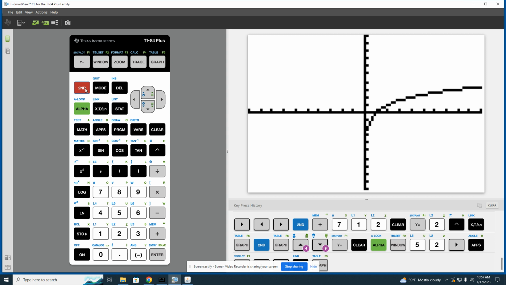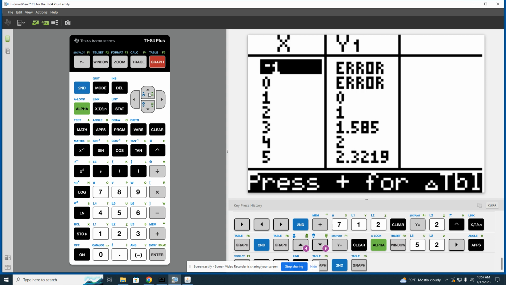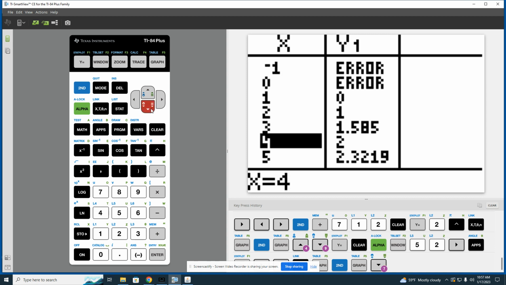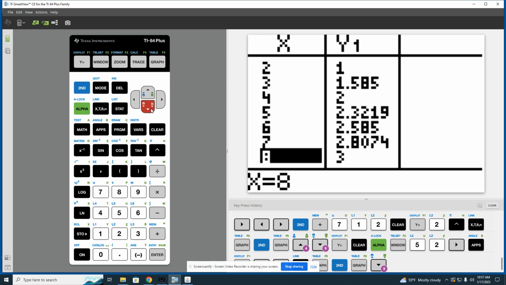Now, let's find a couple of nice points. Second graph. Looks like 1, 0 is nice. 2, 1 is nice. 4, 2 is nice. And let's see if we have one more. Let's see. Yeah, right there. 8, 3.